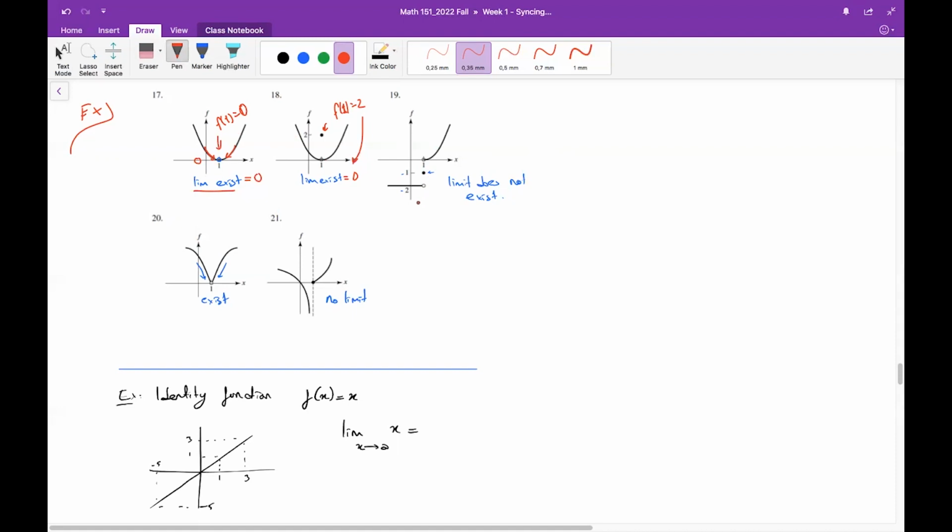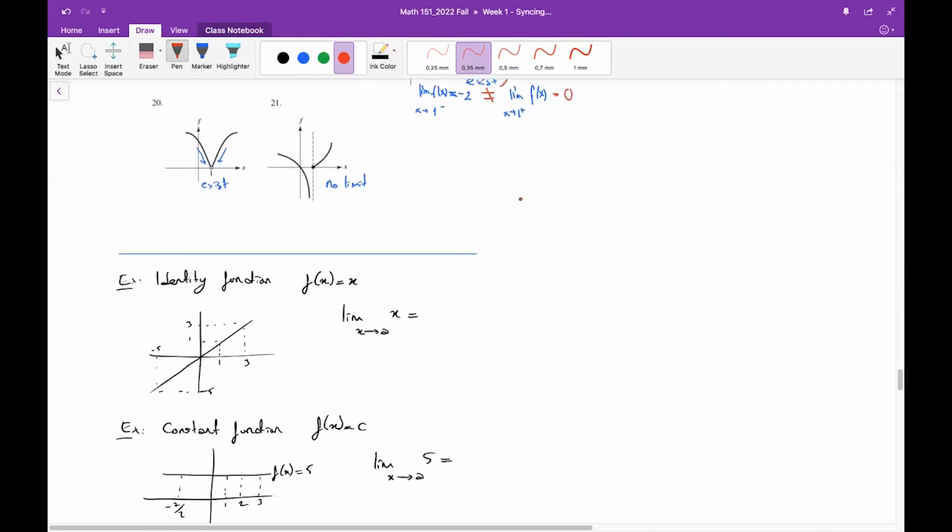Okay, what happens at this picture? On this graph, we have different one-sided limits, right? As x goes to 1 from left, the values are getting closer to -2. On the other hand, from right, the values of your function are getting closer and closer to 0. Since they are different, the limit does not exist.